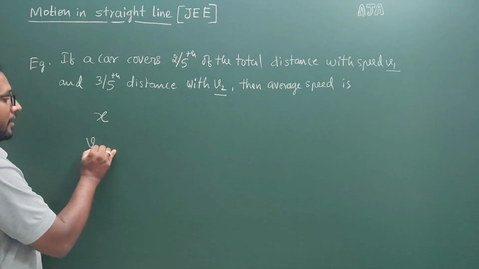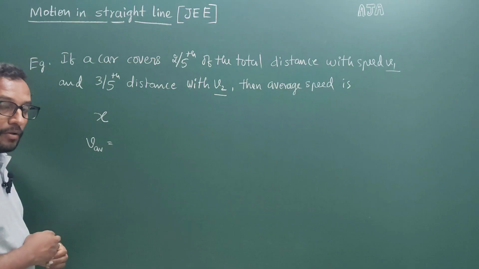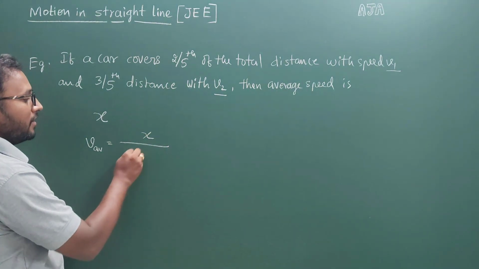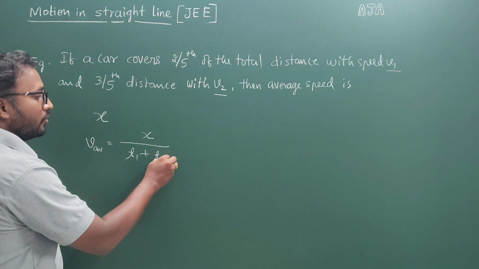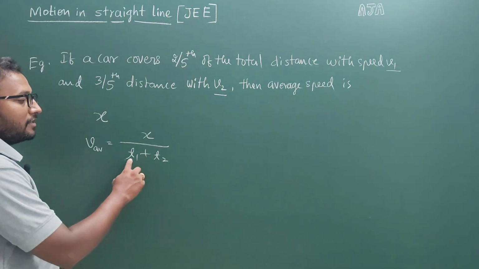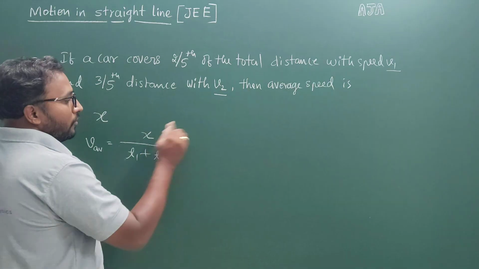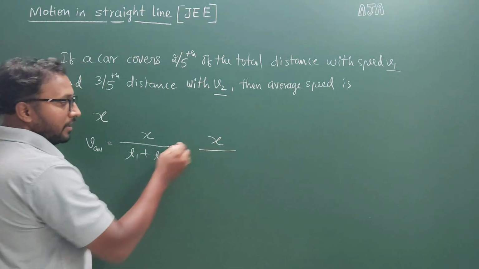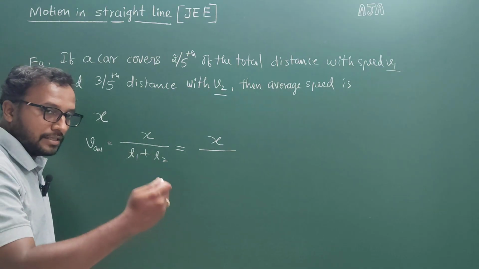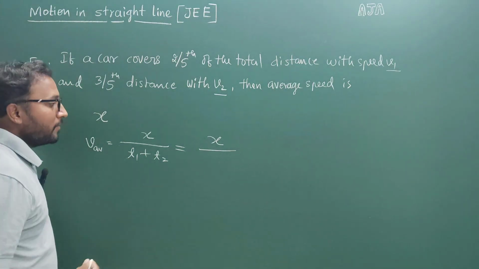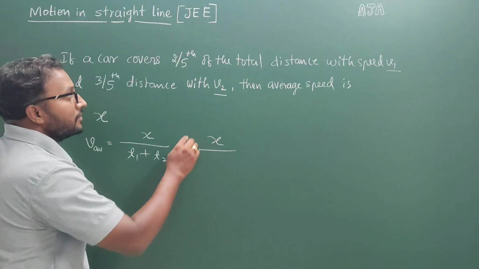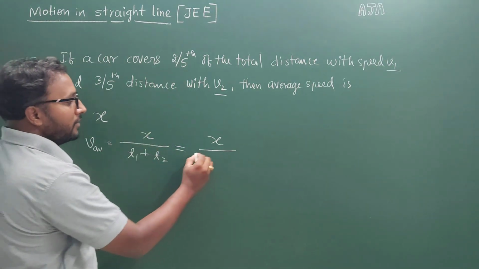So I will use this formula, distance average speed. That means total distance divided by the total time. Here two speeds with two different distances, therefore two time intervals T1 and T2. So total distance is anyway taken as x, divided by T1. T1 is nothing but distance divided by speed. Now to calculate T1, I will write the distance. The first distance is 2 by 5th of the total distance.